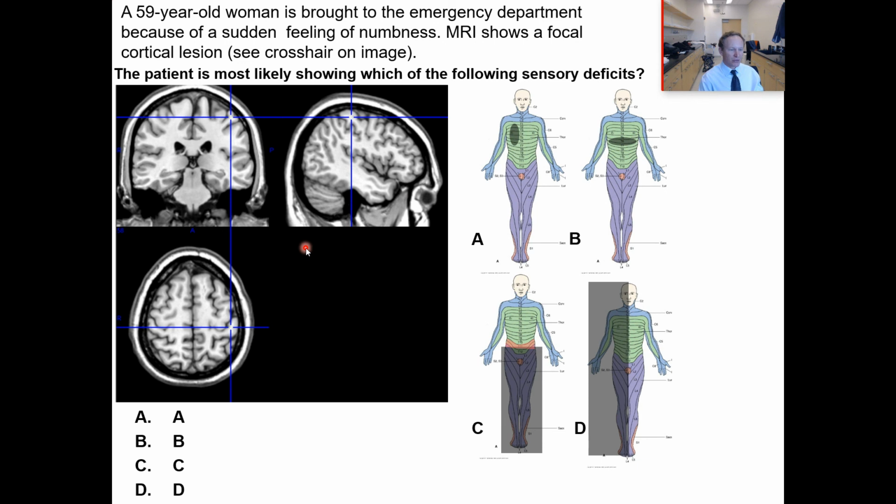Okay, here's another case. All right, the correct answer is A. Why is that? So the lesion is here, right, on the MRI where the crosshair is, and it's numbness. It's very hard on the MRI to differentiate the pre-central from the post-central gyrus, but because it's numbness, we know it's the post-central gyrus, right? So it's touch. And then it's a focal lesion, we know that.